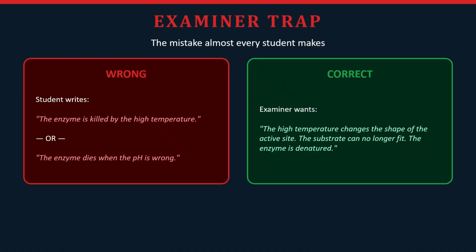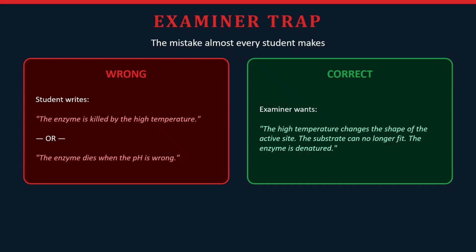Enzymes are not alive. They are proteins. They are biomolecules which are protein in nature and they cannot be killed or die. What actually happens is, at high temperature, the kinetic energy increases so much that the enzyme molecule begins to change its shape. The active site changes shape. So when the active site changes its shape, the substrate can no longer fit into it and they no longer remain complementary to each other. So there will be no enzyme-substrate complex forming and no product is forming. So basically the enzyme has stopped working.